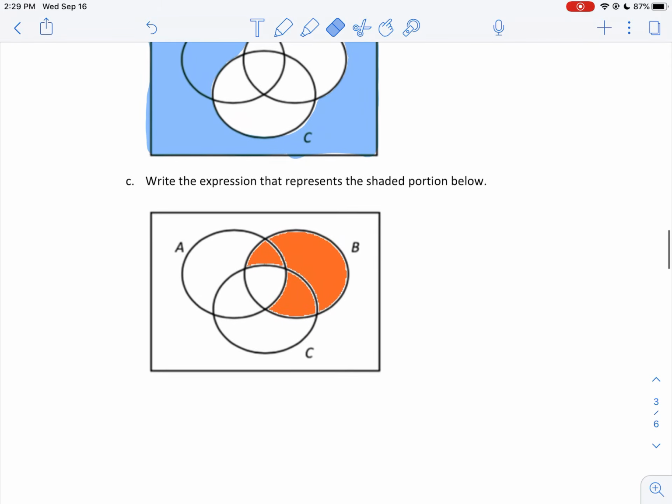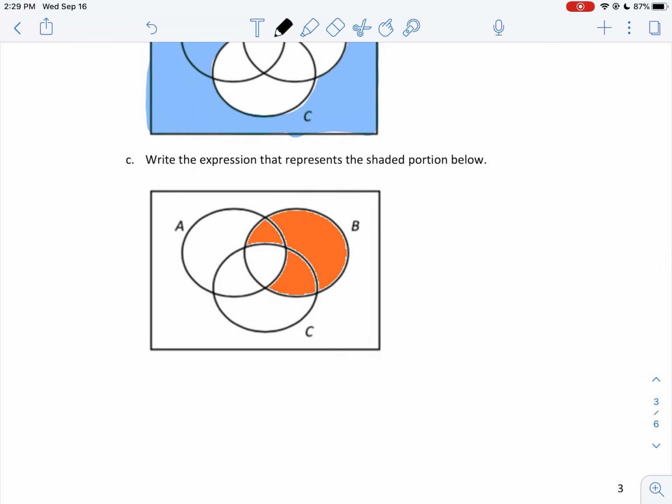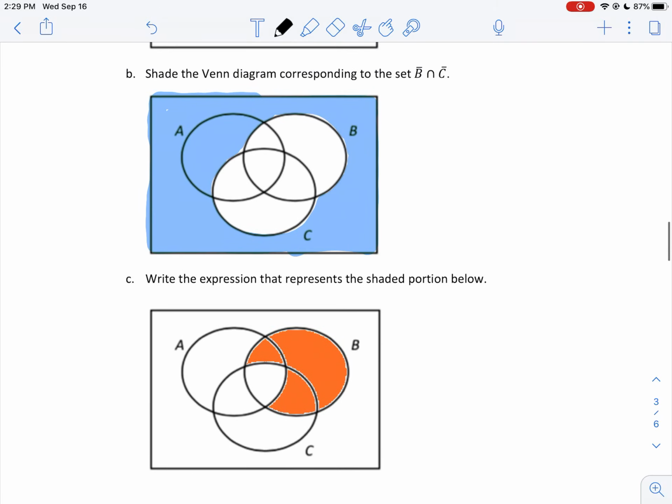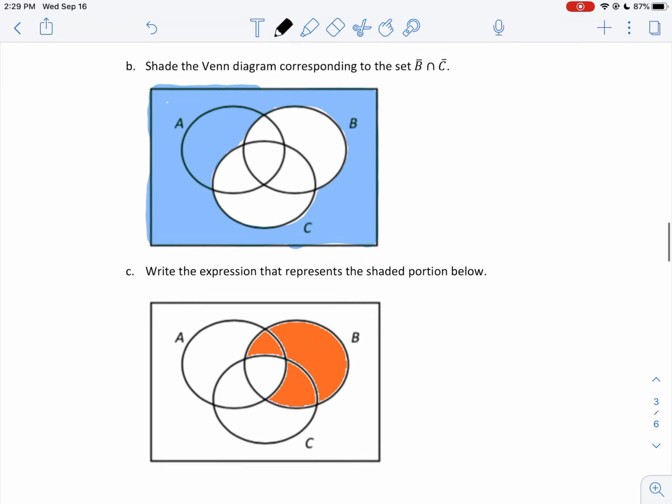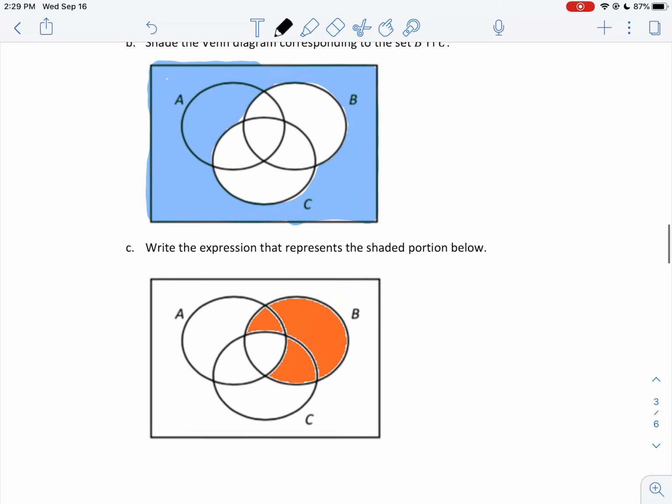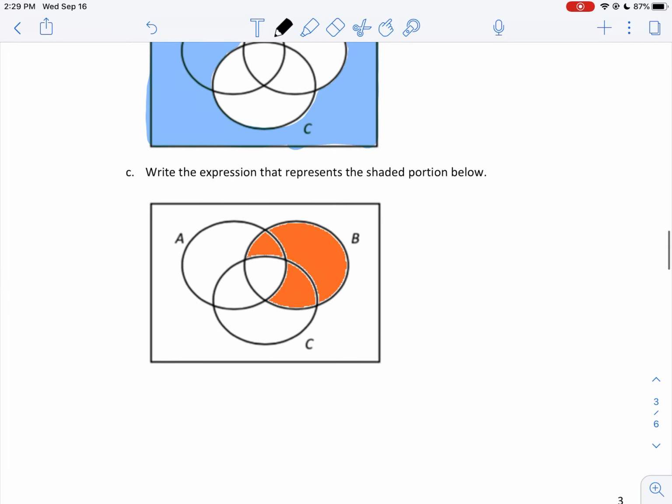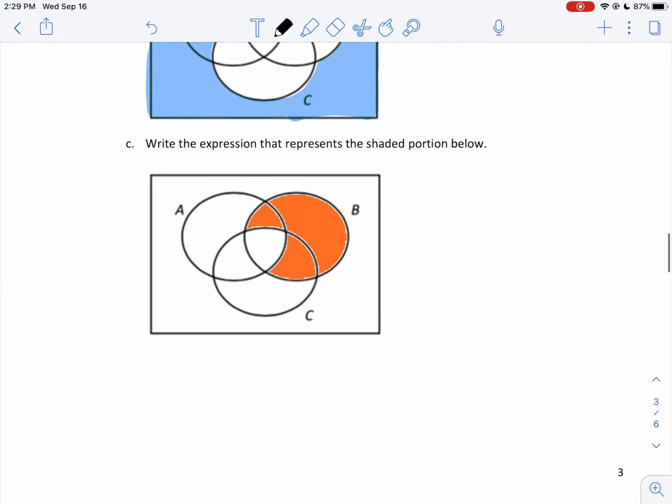Let's go to the next one. Write the expression that represents the shaded portion below. And there's a few ways to do this, including what we learned in week 4, something called a set difference, but we're going to do this without using set differences. We're going to do it using complements, unions, and intersections only.